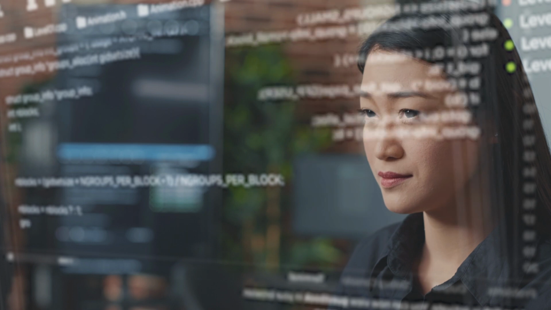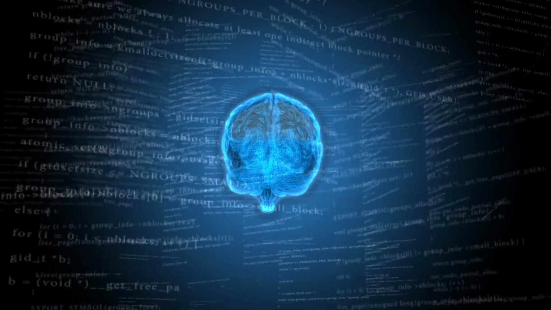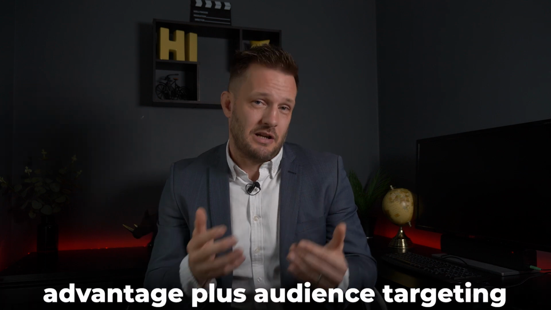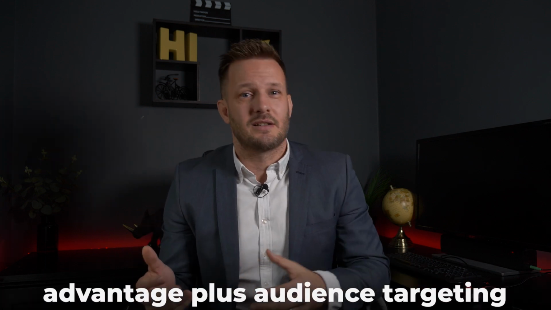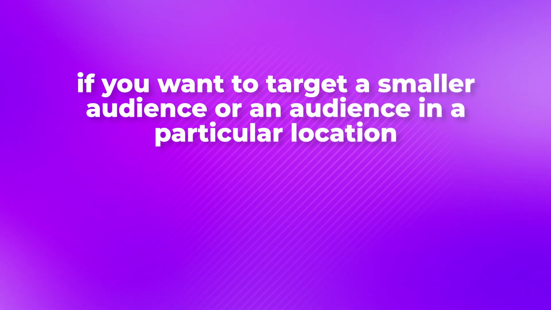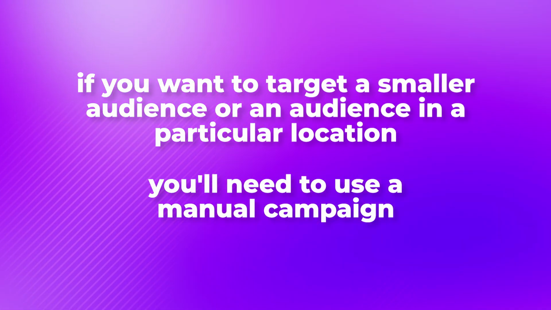So when you first launch a Meta ad, this is the first AI-related option that you will see. Meta is simply asking if you want to program your ads from scratch, or do you want the AI to do the heavy lifting for you with lots of automated options. Now, this feature can be really, really powerful, but it'll only allow you to target a broad audience with Advantage Plus audience targeting, which we'll come on to next. So if you want to target a smaller audience or an audience in a particular location, you'll need to use a manual campaign.